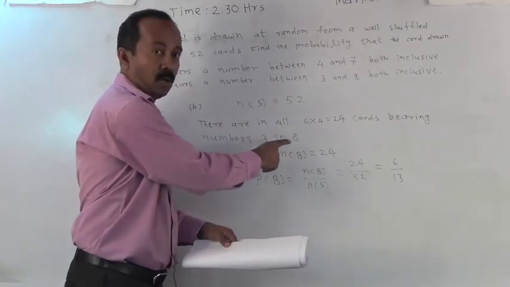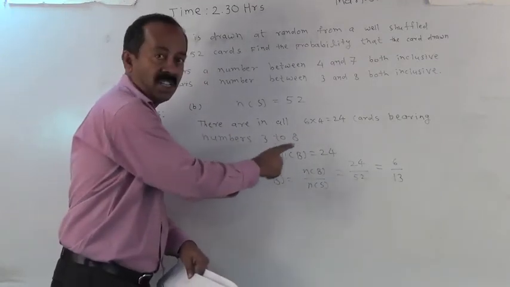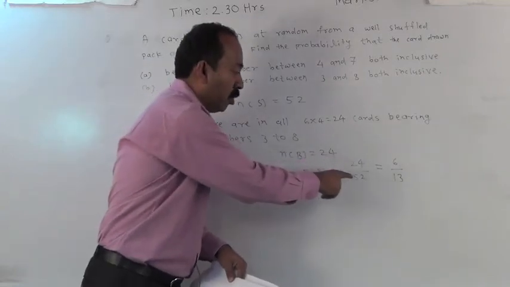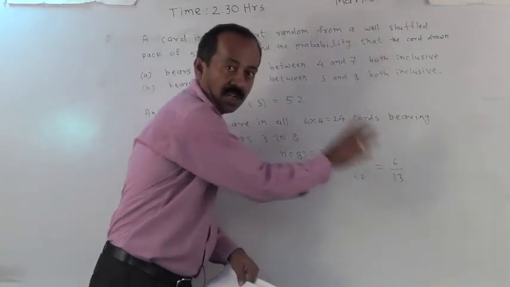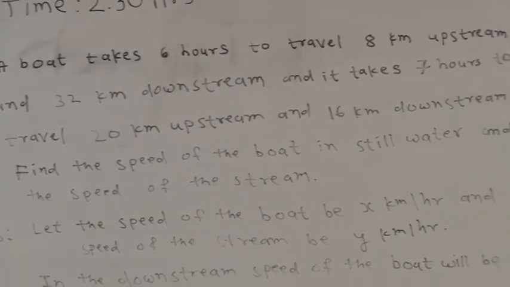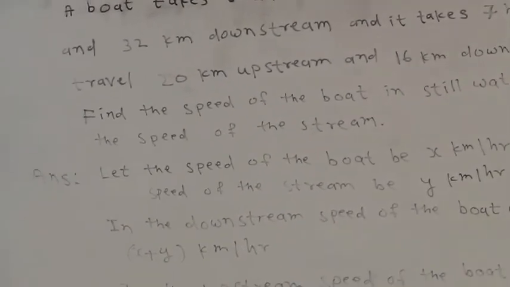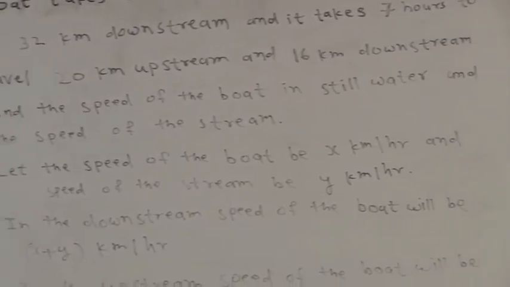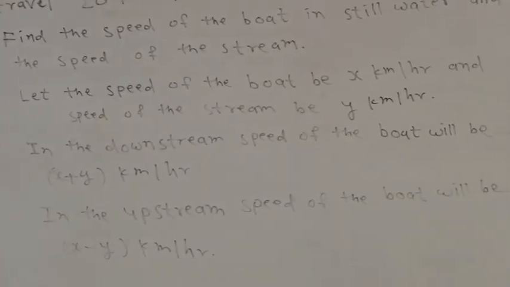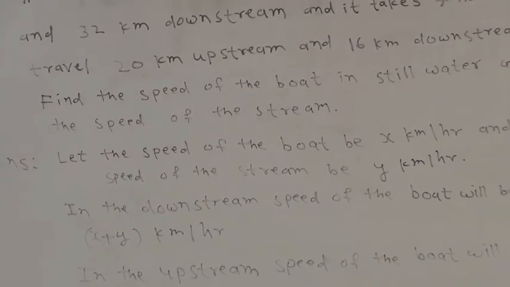So number of sample points in B is equal to 24. So probability of event B is equal to n(B) divided by n(S) is equal to 24 upon 52, in short 6 upon 13. Let us go for question 5. A boat takes 6 hours to travel 8 km upstream and 32 km downstream, and it takes 7 hours to travel 20 km upstream and 16 km downstream. Find the speed of the boat in still water and the speed of the stream.